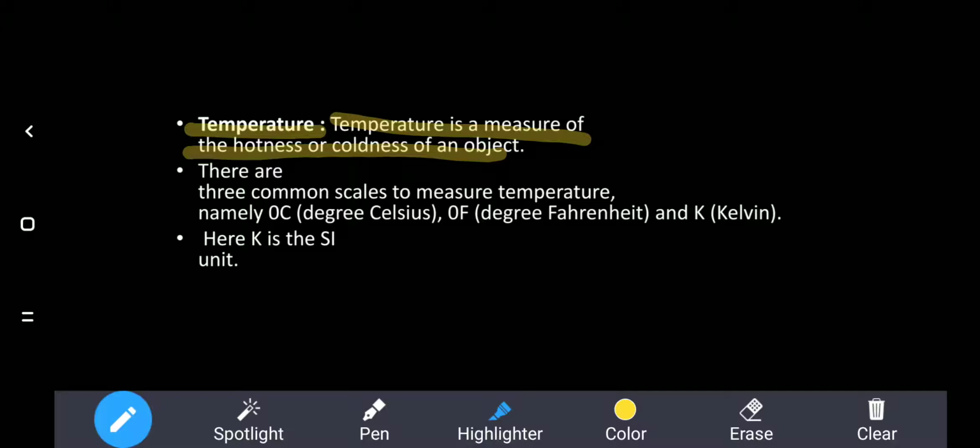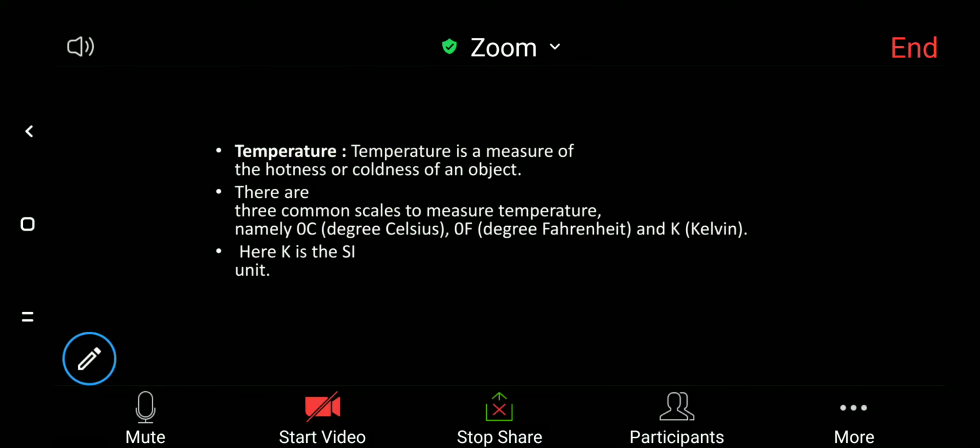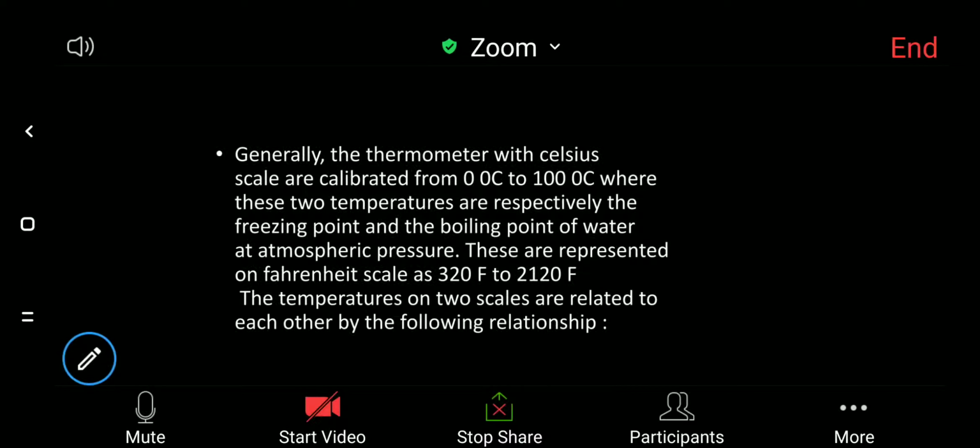called temperature. There are three common scales to measure temperature, mainly degree Celsius first, then we've got degree Fahrenheit, then we've got Kelvin. But out of the three units for the measurement of temperature, the SI unit is Kelvin. Okay, the rest of the two should not be considered as the SI unit. Most of the students get confused in this. The SI unit is going to be what? Kelvin for the quantity called temperature.